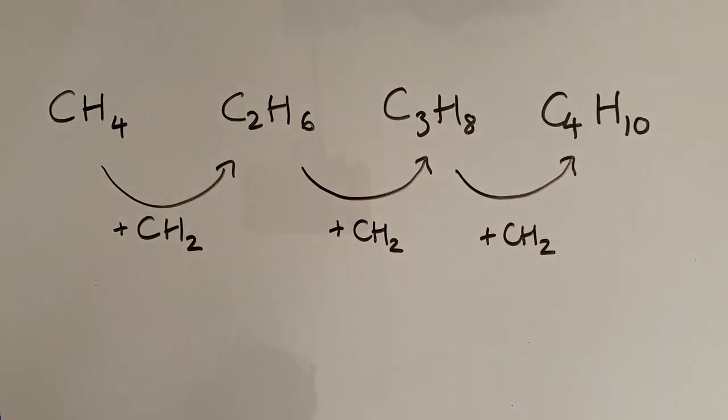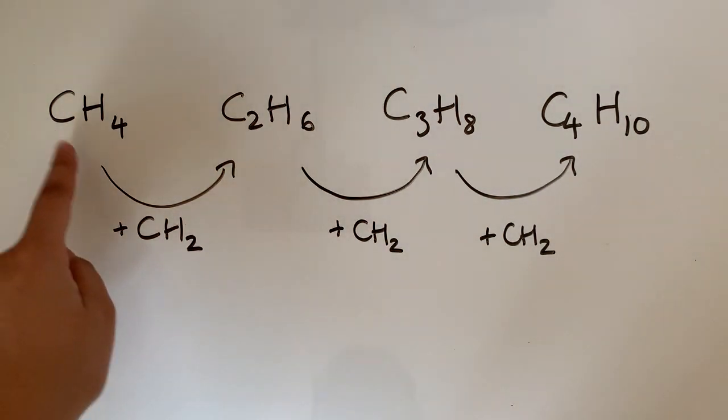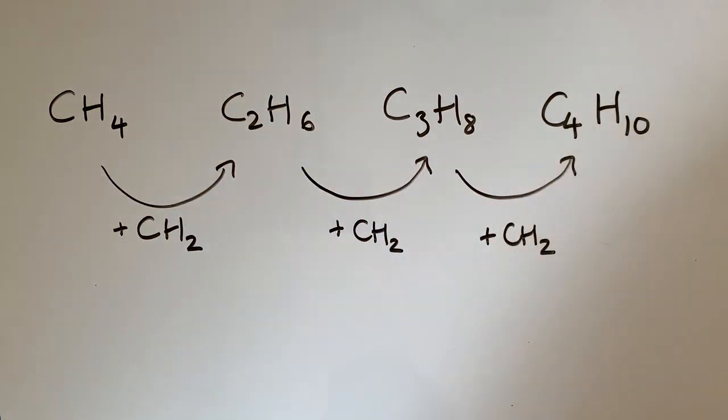And if you remember, the definition of a homologous series is that they are similar in chemical reactivity, and each successive member, so the next member, differs by a CH2 unit. So that's showing that the alkanes are all part of the same homologous series here.